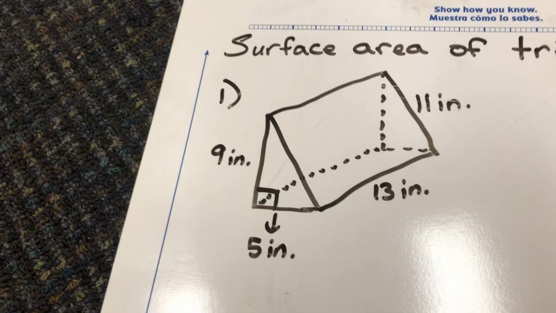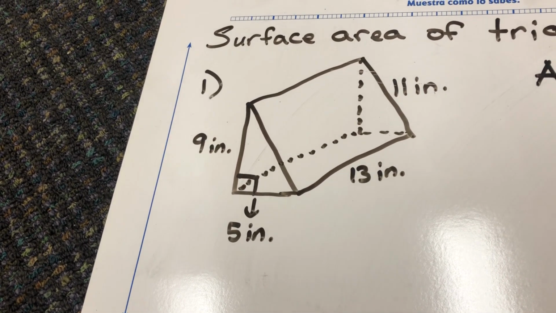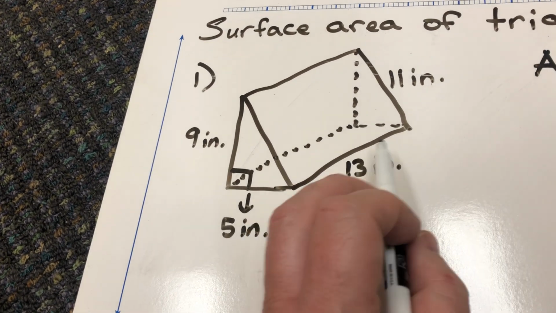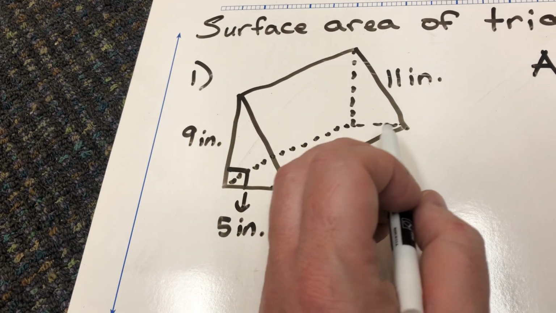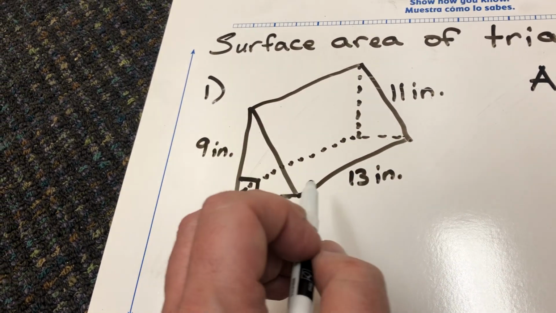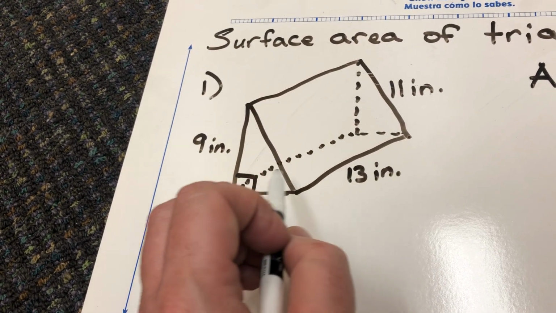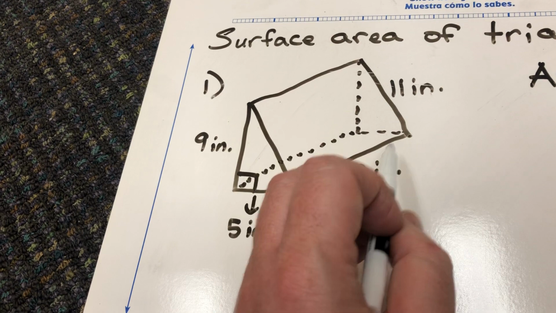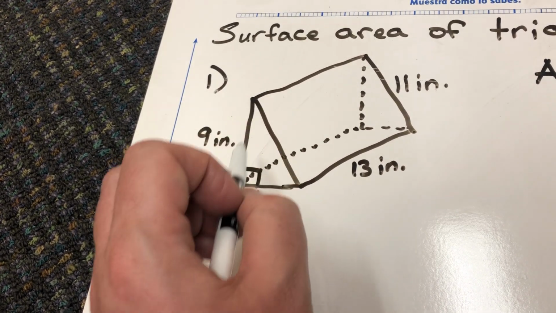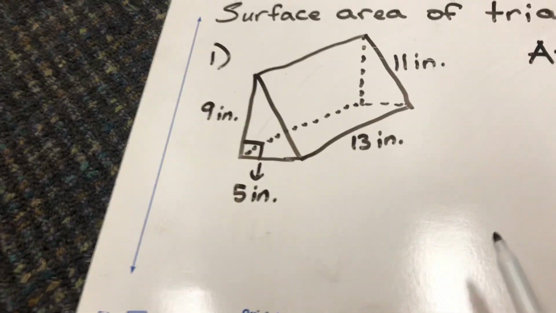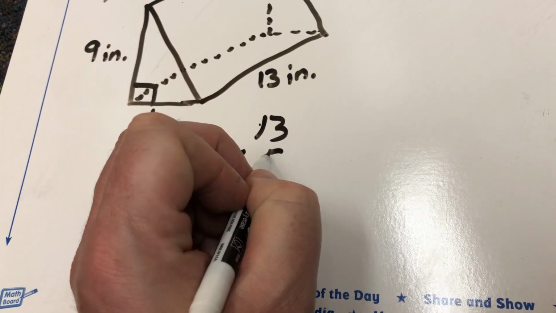Now, when I look at my rectangles, it's not like a rectangular prism where they're all the same size. I see that this one here at the bottom is going to be 13 times 5. I see that this one here is going to be 13 times 11. I see that this one over here, there's no measurement here or here, but if this is 13, I know that's 13. So that one back there is going to be 13 times 9. So let's start with 13 times 5 to do the bottom one. We're going to do 13 times 5.